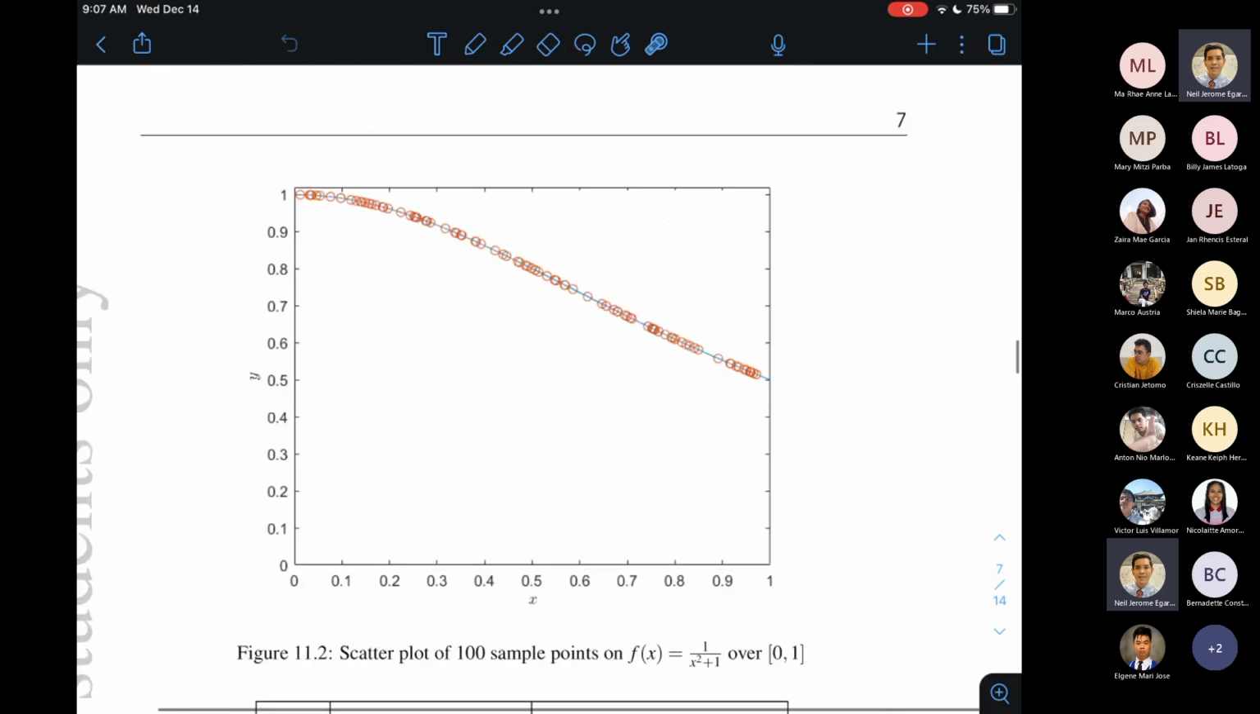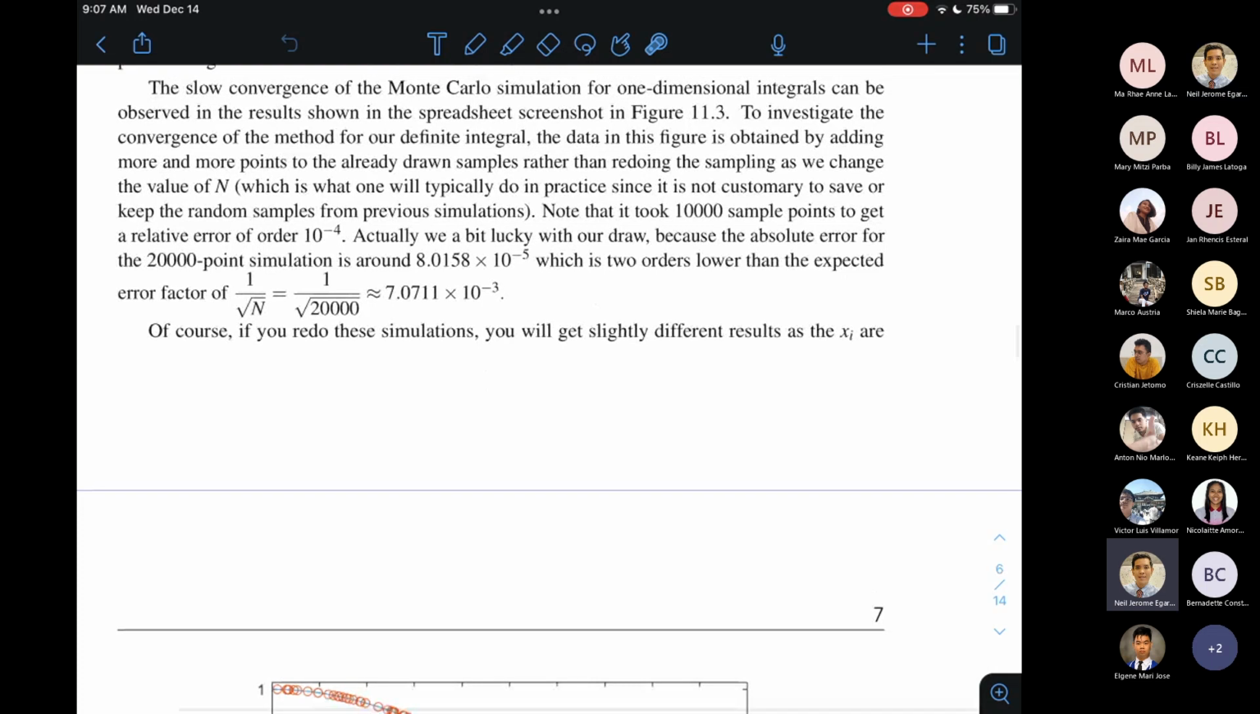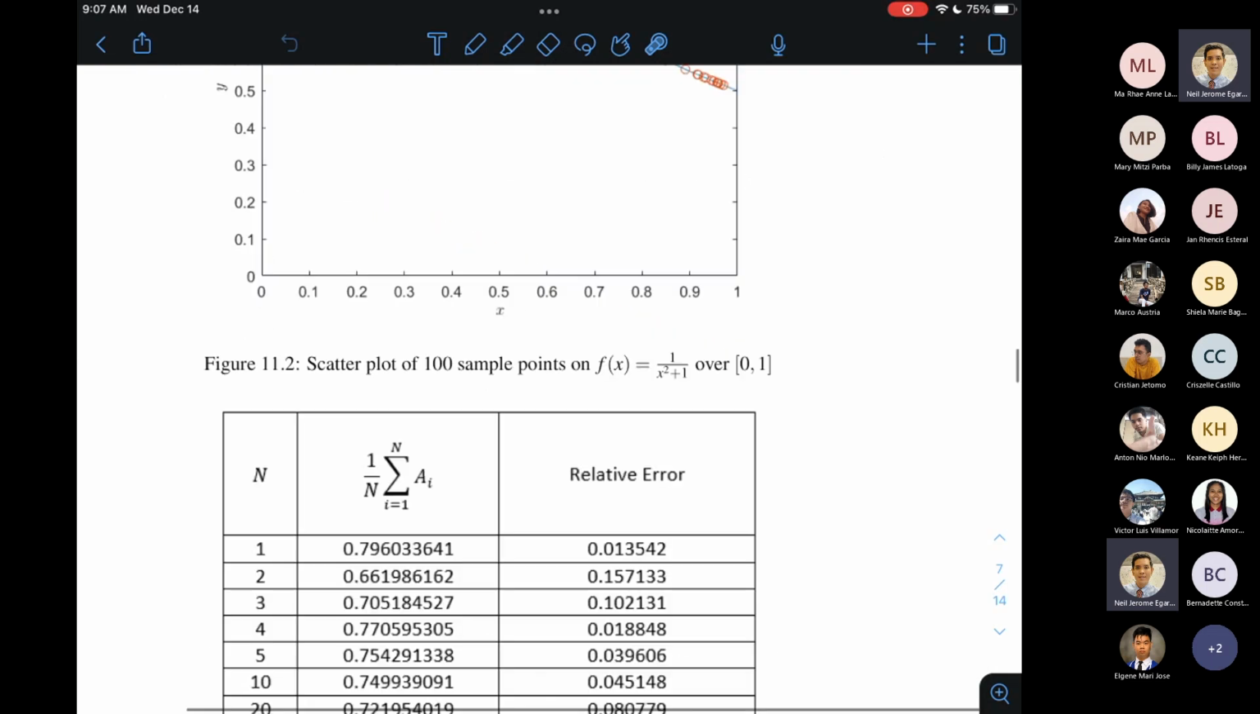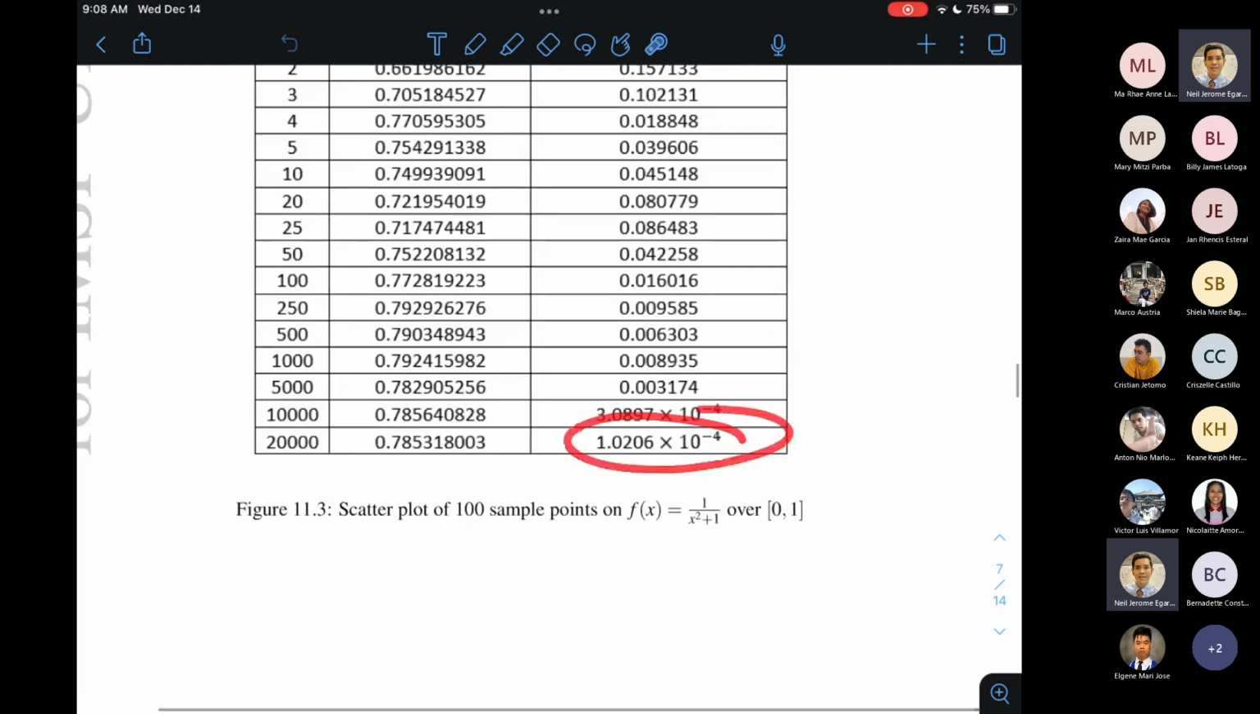Kasi kung susundin ko yung relative error estimate, sa 20,000 points, yung error dapat ay may factor na 1 over square root of 20,000. So that's about 7 times 10 to the negative 3. But we got a slightly better result, 1 times 10 to the negative 4. So it's about 1 order better than what was the expected relative error.